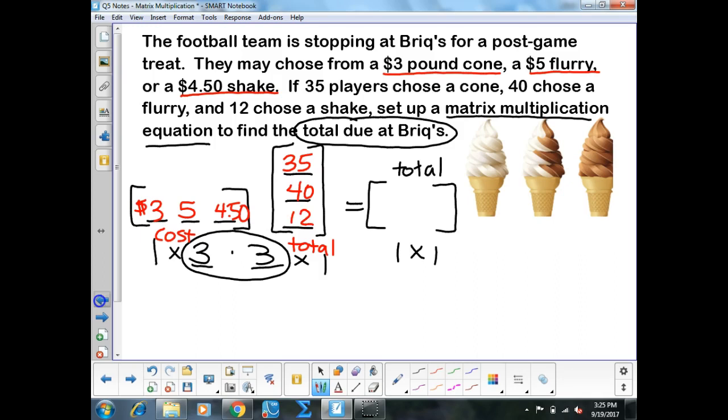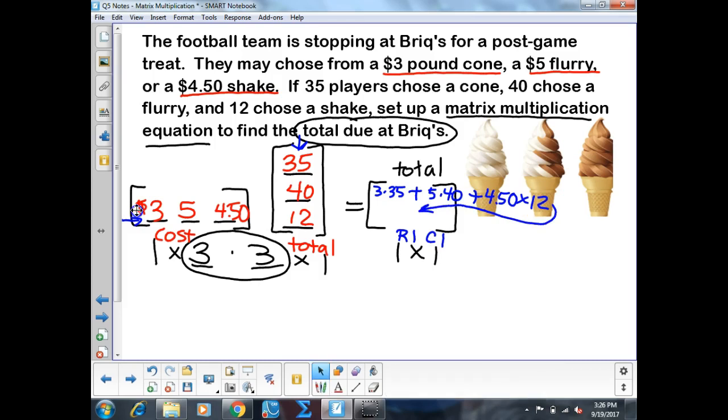And if I do the matrix multiplication here, I'm filling in row 1, column 1. So I'm going across row 1, and I'm going down column 1. So I'm going to multiply 3 times 35 plus 5 times 40 plus 4.50 times 12, and that is going to be the total amount that I'm going to pay to Bricks. You can go ahead and figure out what that total is. Oh, and don't forget the tip for all those people that worked so hard there.